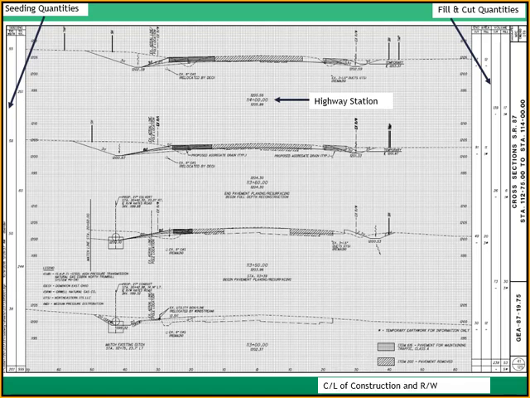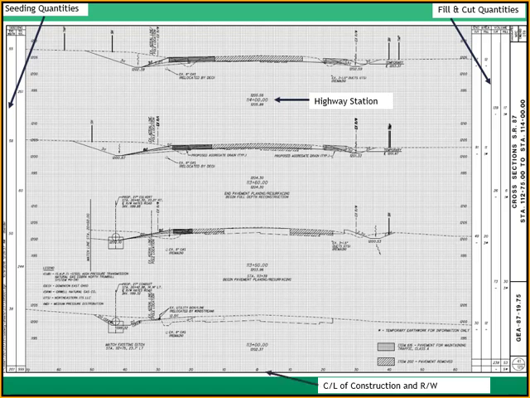And again, we are looking up stations. So if you would go to the bottom of the page, you're going to see highway station 113 plus 0. The next one is going to be station 113 plus 50. The next one will be higher, and then the next one takes us to station 114 plus 0.